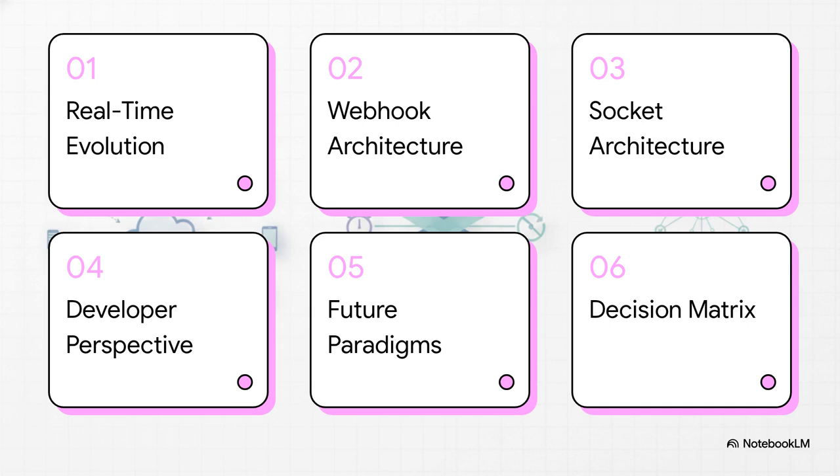First, the real-time web evolution. 2, the architecture of webhooks. 3, the architecture of WebSockets. 4, the developer perspective. 5, future paradigms. And finally, number 6, the architectural decision matrix.